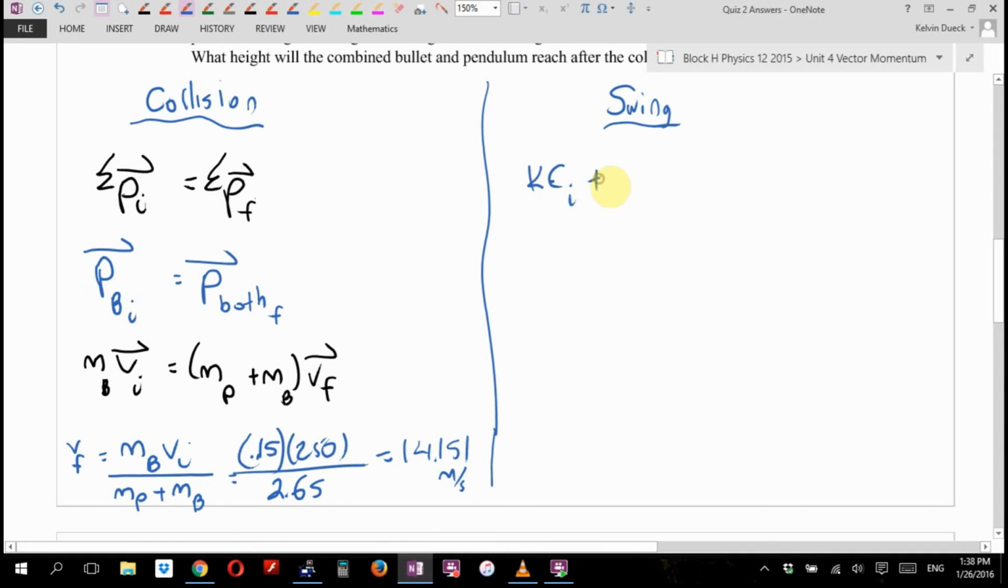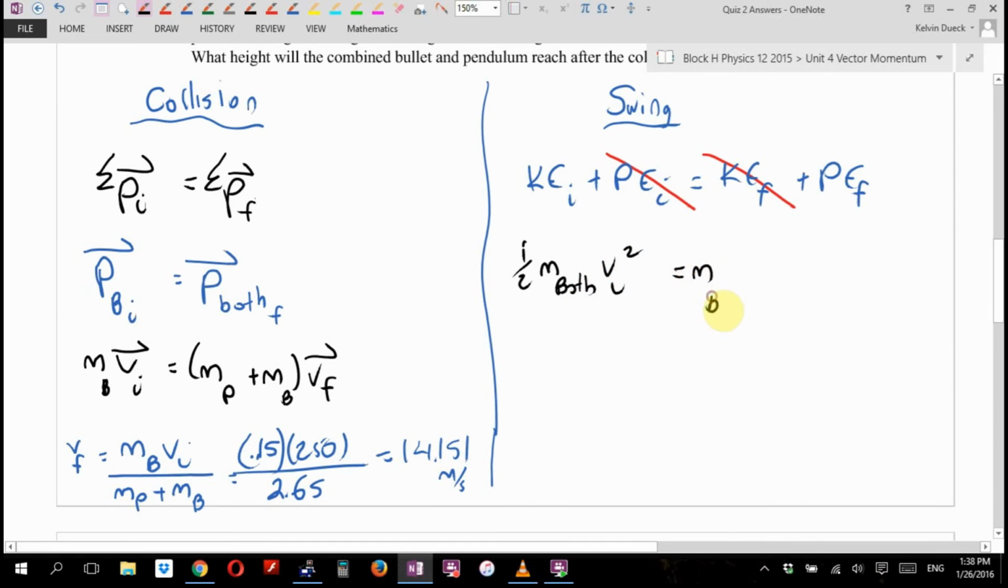KE initial plus PE initial equals KE final plus PE final plus heat. If it was talking about friction, but it doesn't seem to be, so I'm going to ignore that. PE initial goes to zero again. Yes, we come to a stop for a split second. So we get a half m both v initial squared equals m both g h.